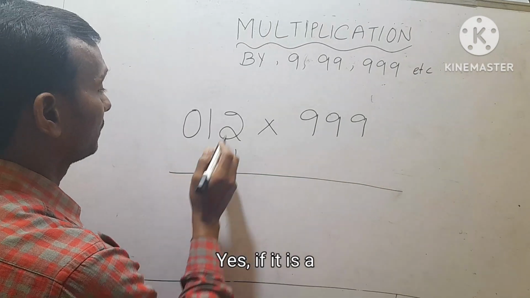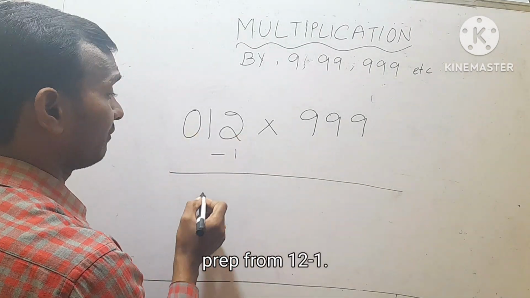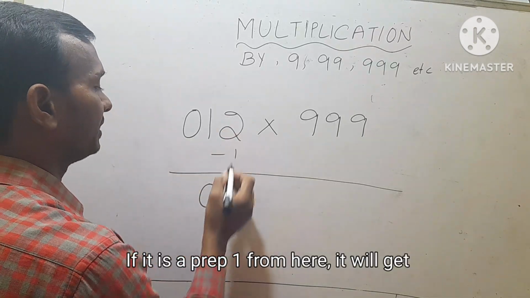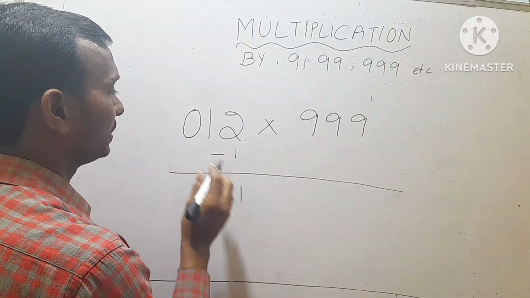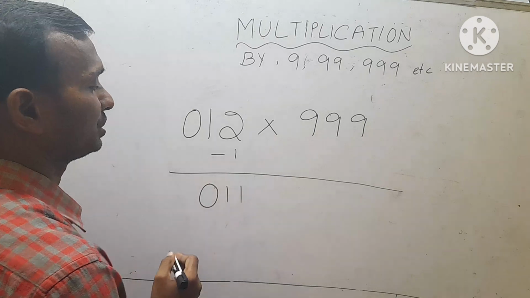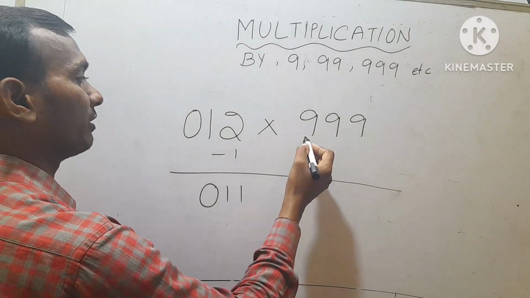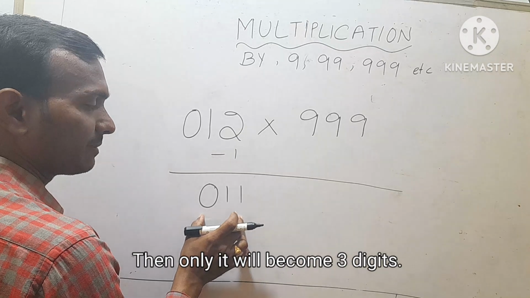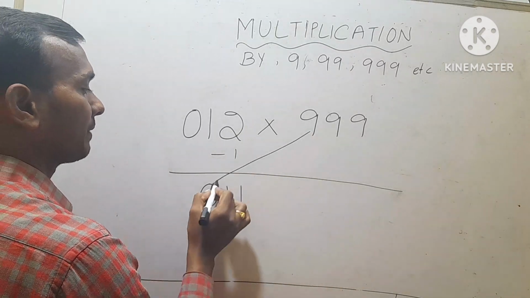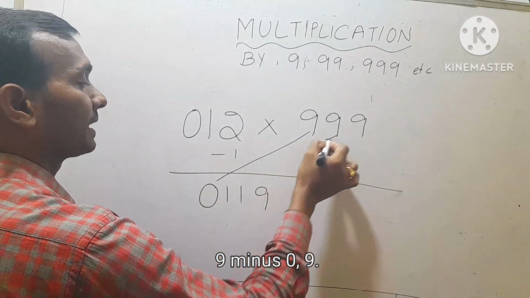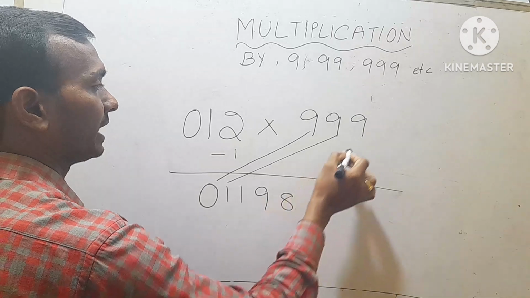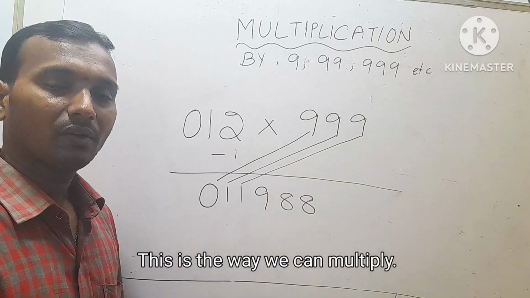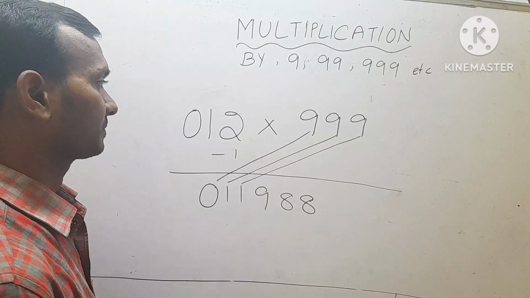If you subtract 1 from 12, it will become 011. 12 minus 1 will be 11, but keep 0 in the front. Then only it will become 3 digits. 9 minus 0, 9. 9 minus 1, 8. 9 minus 1, 8. This is the way we can multiply.